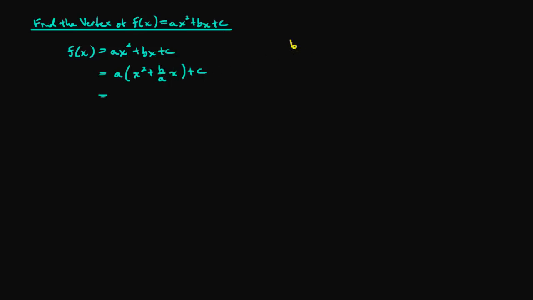So if we do that, we can take half of b over a by doing b over 2a, where all that I've done is I've multiplied b over a by 1/2, and then I need to square that. And if I square that, I get b squared over 4a. Now, the next step in the procedure is to add this value and then subtract this value. So I've got a times x squared plus b over a x plus b squared over 4a minus b squared over 4a plus c.